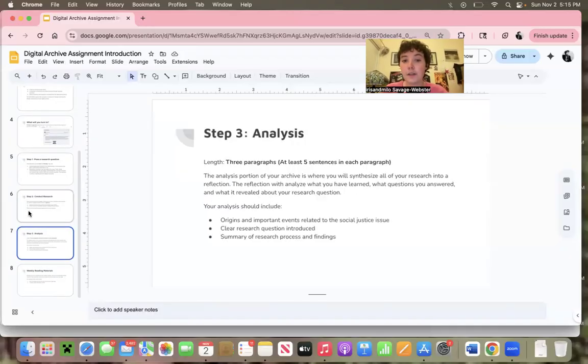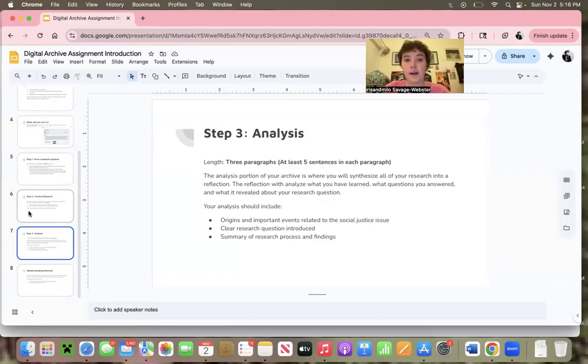So the analysis should be at least three paragraphs, and at least five sentences per paragraph. The analysis portion of your archive is where you will synthesize all of your research into a reflection. The reflection is going to be addressing that research question that you posed that was guiding your research. So you're going to be talking about what your experience was researching this question that you posed, what you found in support or not in support of whatever question you had, just talking about what that process looked like for you.